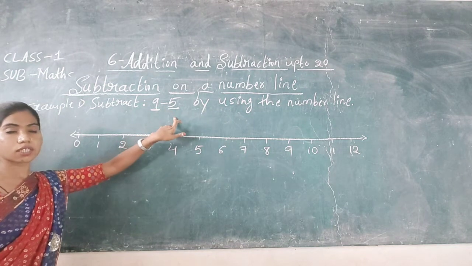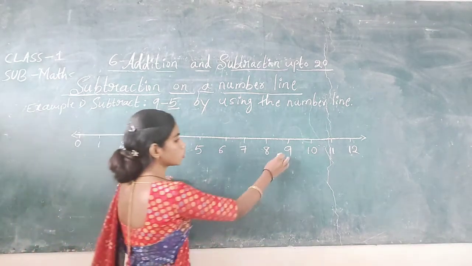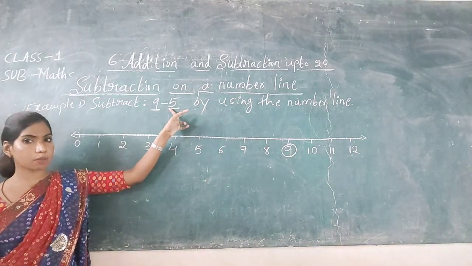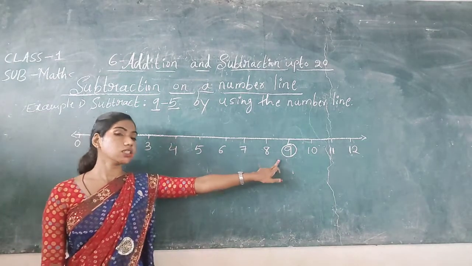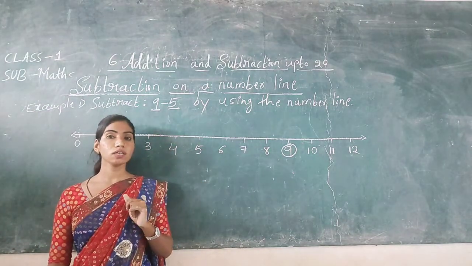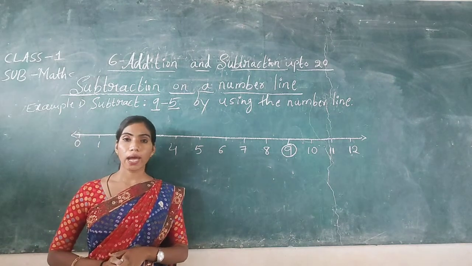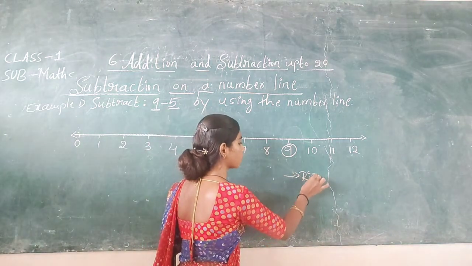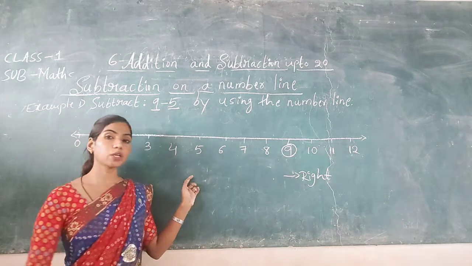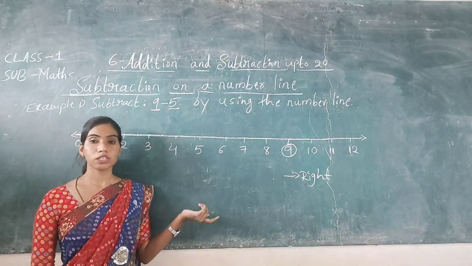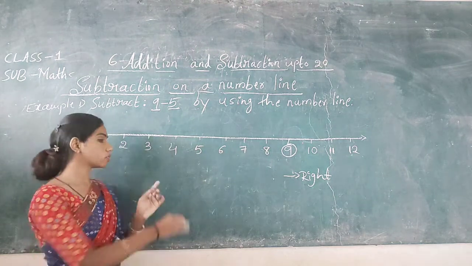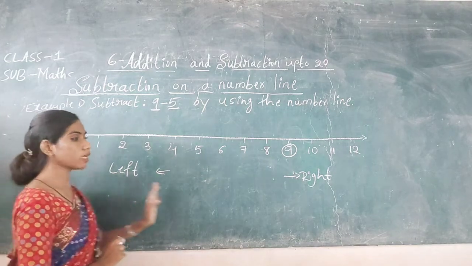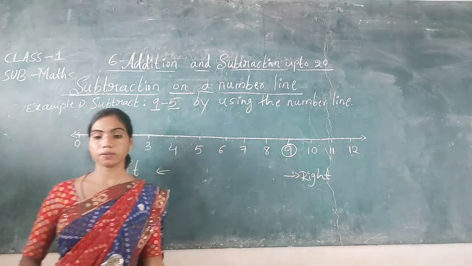Find the number 9 on the number line. So 9 is here. The second number is the 5. So from the 9, jump 5 times toward the left side. Remember one thing, to add the numbers on the number line, we have to jump toward the right side. And to subtract the numbers by using the number line, we have to jump toward the left side. It is the left side of the number 9. It is the right side of the number 9.